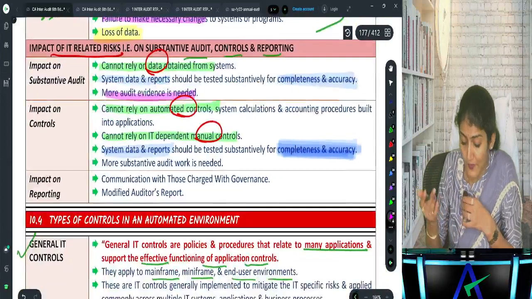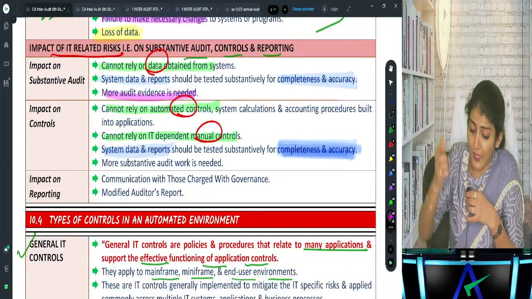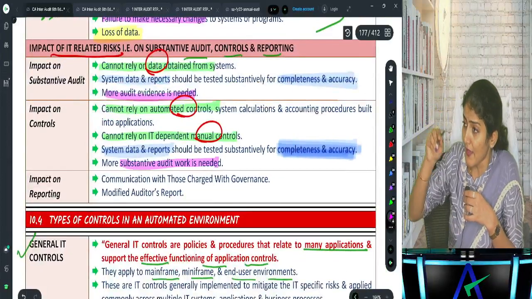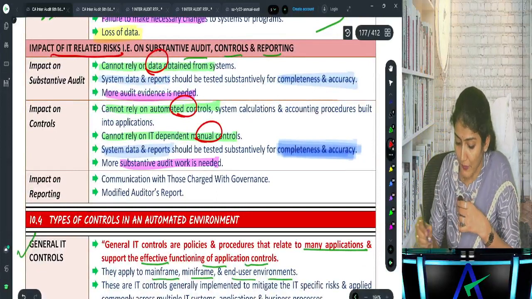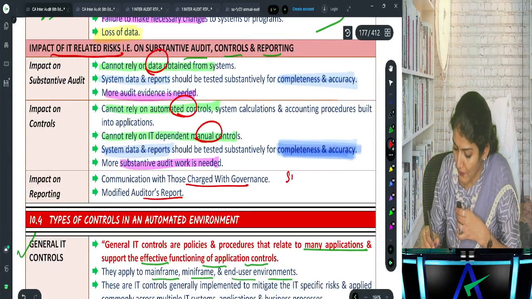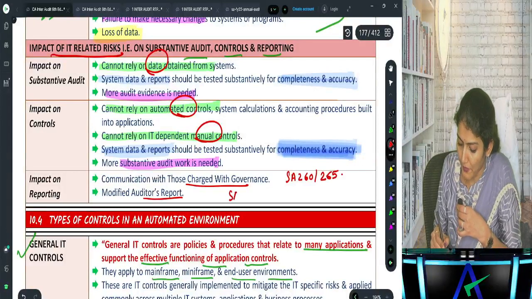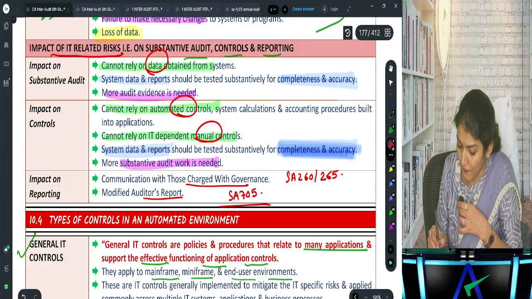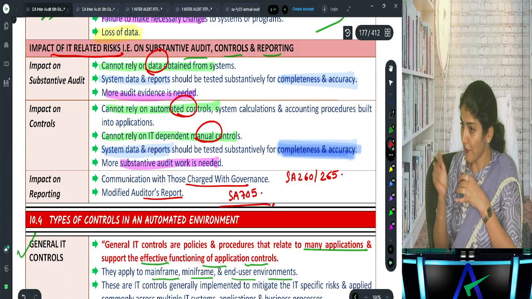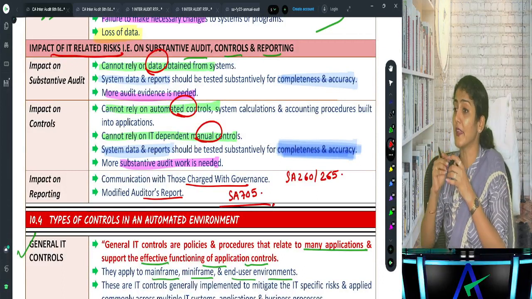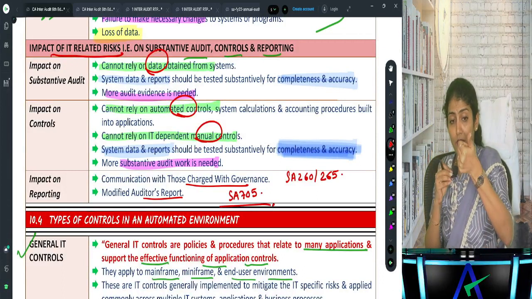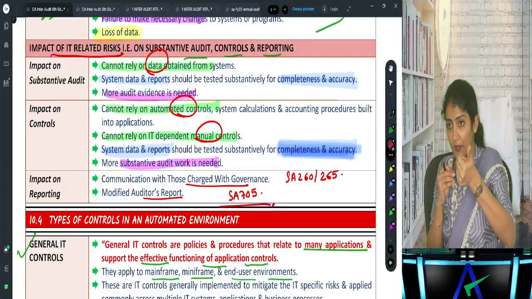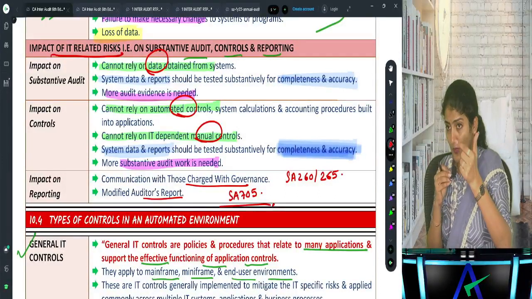Even for controls, now what does he say? Because I cannot rely on control, I have to do more of the substantive work. And then I will also communicate to TCWG. So that is SA 260, 265, and modified audit report, that is SA 705. Are you understanding? Impact of the IT related risk on three things. What are the three things? Substantive audit, controls and the reporting.